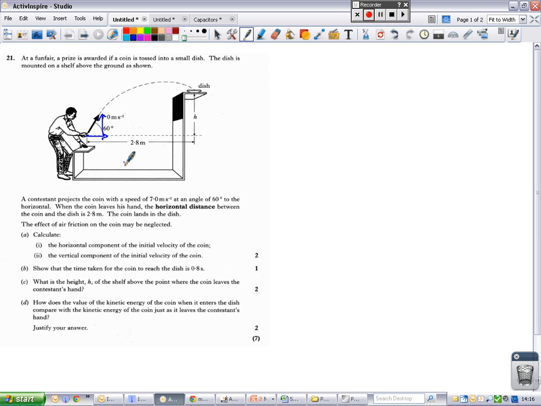Calculate the horizontal component of the initial velocity of the coin. If it's horizontal, we remember that by "cos across". That works quite well for these types of problems. So that's v cos theta, which translates to 7 cos 60, which gives 3.5 meters per second.